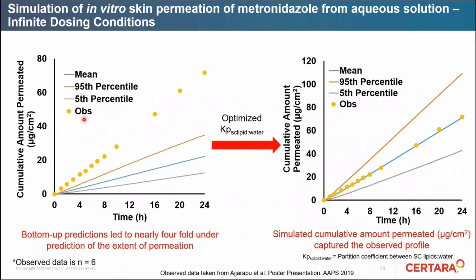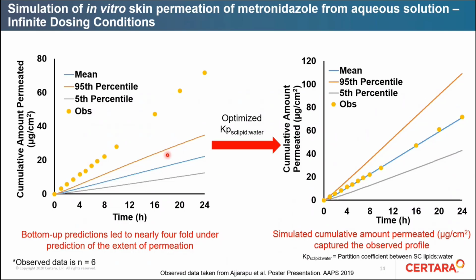So we started with modeling infinite dose experiments from solutions, and you can see this is the observed data. And just using QSARs, which are predicted, you can see the blue is the mean, and we were completely under-predicting. So something was not right in the model. There are two parameters which you can optimize in order to fit. Either you can optimize the partition coefficient, so how your drug is partitioning from your formulation to the lipids, or you can optimize your diffusion coefficient.